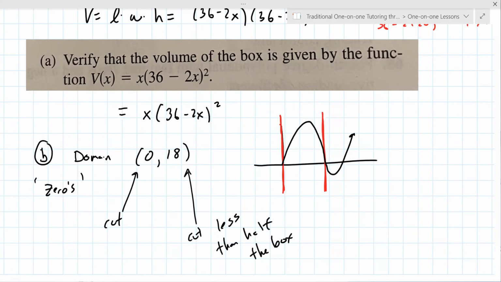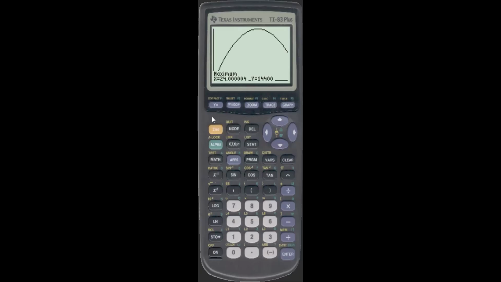Okay, part C is to use the table feature. So I'm going to go back to sharing that. If anything is unclear, ask me now before I graph it. Otherwise, I'm going to graph this thing. So you turn it on, go back to your y equals, and clear that out. You do not have to expand or simplify. You just type in 36 minus 2x squared. Where's my square? There it is.